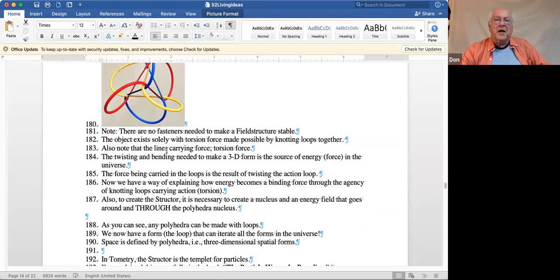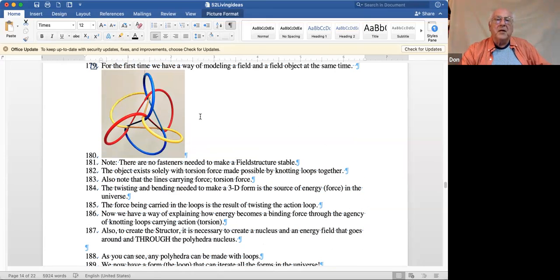Also note that the lines carry force. So this is another important aspect of these forms, is they carry force. They're not just insipid, limp little models. They're actually carrying force. And some of these, if built with wire, are actually dangerous if they come apart, because they really can carry a lot of force.